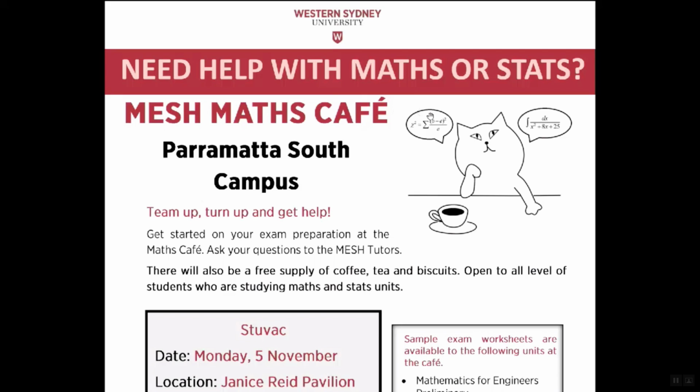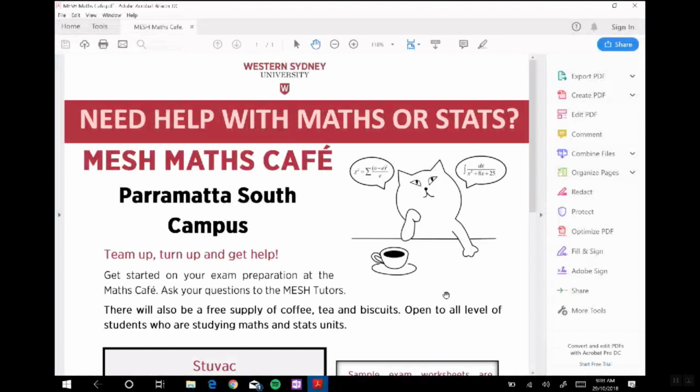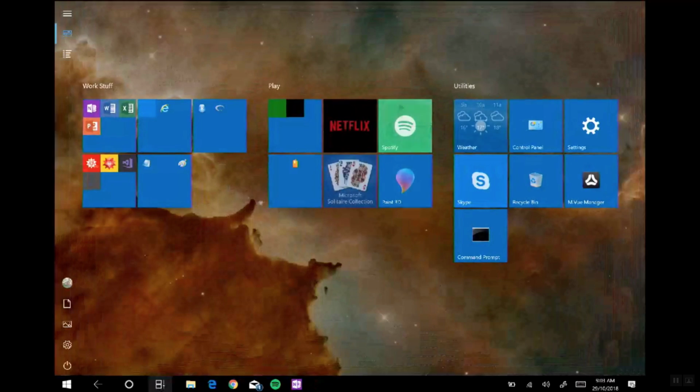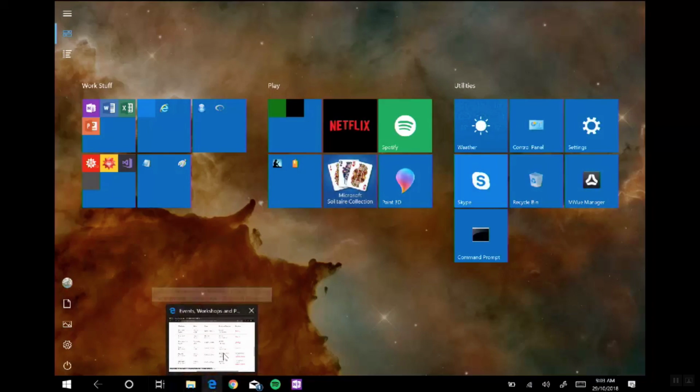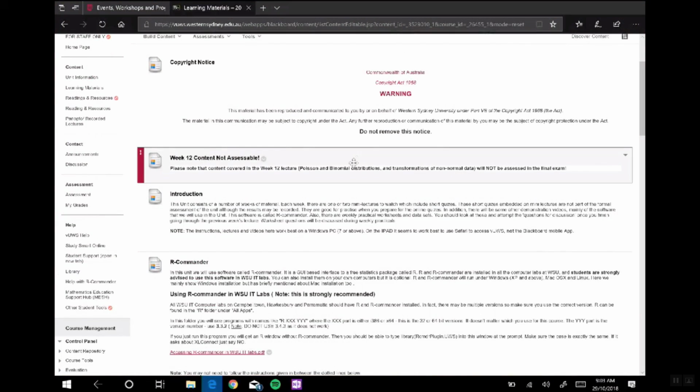You can actually see in the flyer right at the top left, there's a little chi-squared formula. Very relevant for us. So there's going to be food, coffee, tea, all that kind of stuff. It's a new idea. You don't need to register, but it is on Parramatta South Campus. So you're welcome to turn up to either or both. Doesn't matter if you want to go to the Hawkesbury dedicated one or if Parramatta is more convenient for you. That's all good.